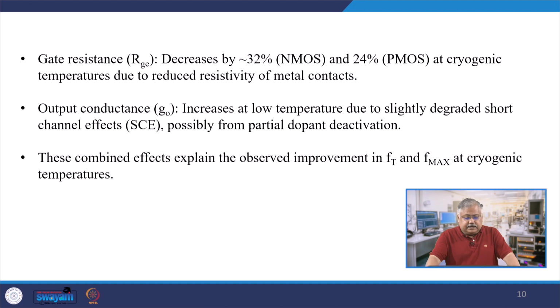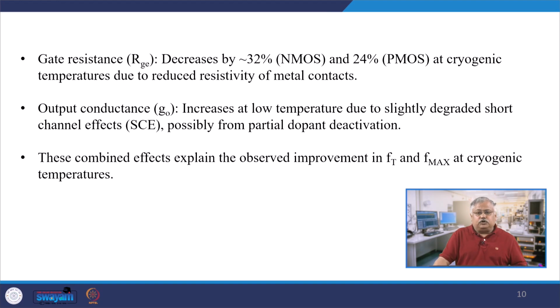Now, output conductance increases at low temperature, and this is because of reduced short channel effects and due to partial dopant deactivation. At very low temperature, there is what is known as partial dopant deactivation. The dopant species are not able to contribute to the total current by providing an excess charge carrier to the system, and that's the reason it is defined as partial dopant deactivation. In design, we say that it is almost incomplete ionization which has happened. Therefore, these combined effects which we talked about in the previous slide and this slide result in improvement in the value of Ft and Fmax at cryogenic temperature.